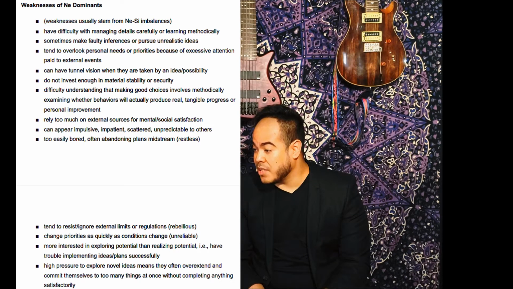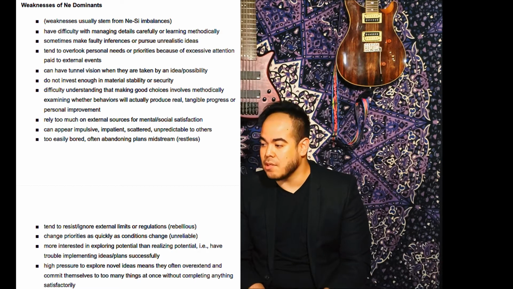Sometimes make faulty inferences or pursue unrealistic ideas. This could be ideas that could be stimulating to the unstimulated ADHD mind. Tend to overlook personal needs or priorities because of excessive attention paid to external events. The need for an ENTP or an ENFP with ADHD to constantly go places and be around people can be pretty high. I've worked with a few ENTPs and ENFPs that constantly need to be on the go. They get bored pretty easily, and they have to constantly go out in order to get stimulated.